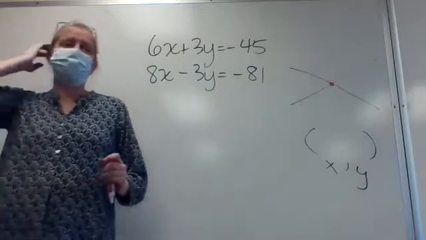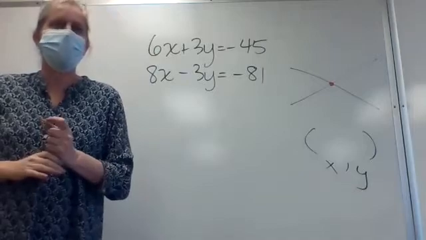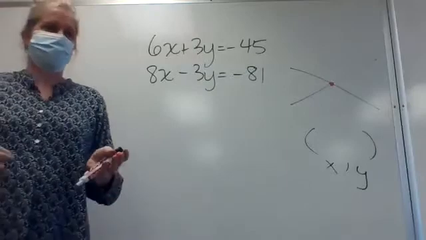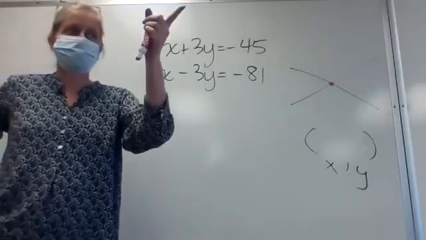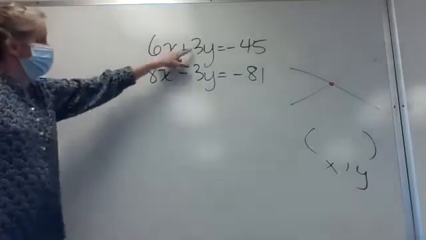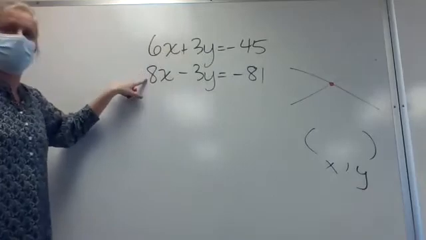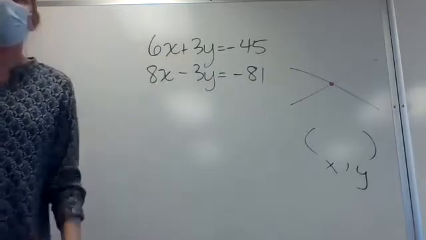My goal is to be able to add the equations straight down, add them to each other, and eliminate either the x's or the y's, which means you want your x's to be the opposite of each other or your y's. If I add these together, what's my x is going to be? 14. What happens to the y's? They do eliminate each other.